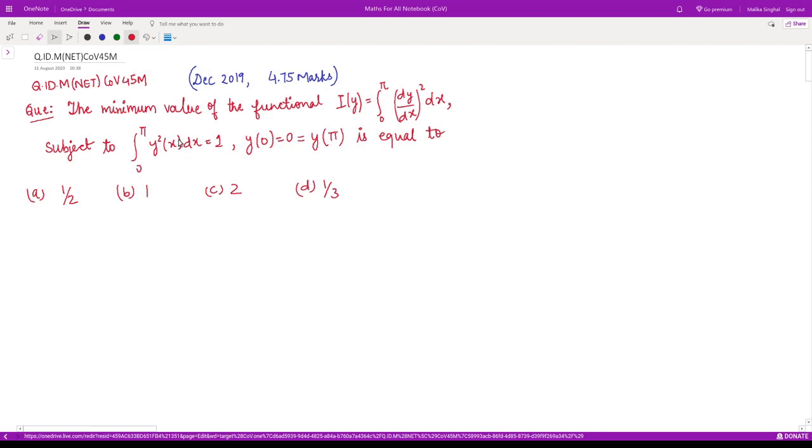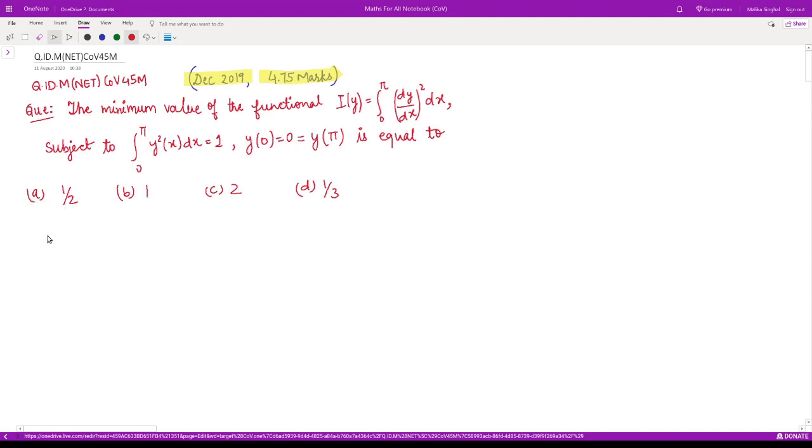In this video, we are going to solve a question from December 2019 consisting of 4.75 marks. The question is: the minimum value of the functional I of y, which is given to be the integration from 0 to pi of y dash square dx, subject to the given condition that this integral is equal to 1 and the boundary conditions are given to be 0 at the points 0 and pi. So we need to tell the minimum value is equal to which of these, right?